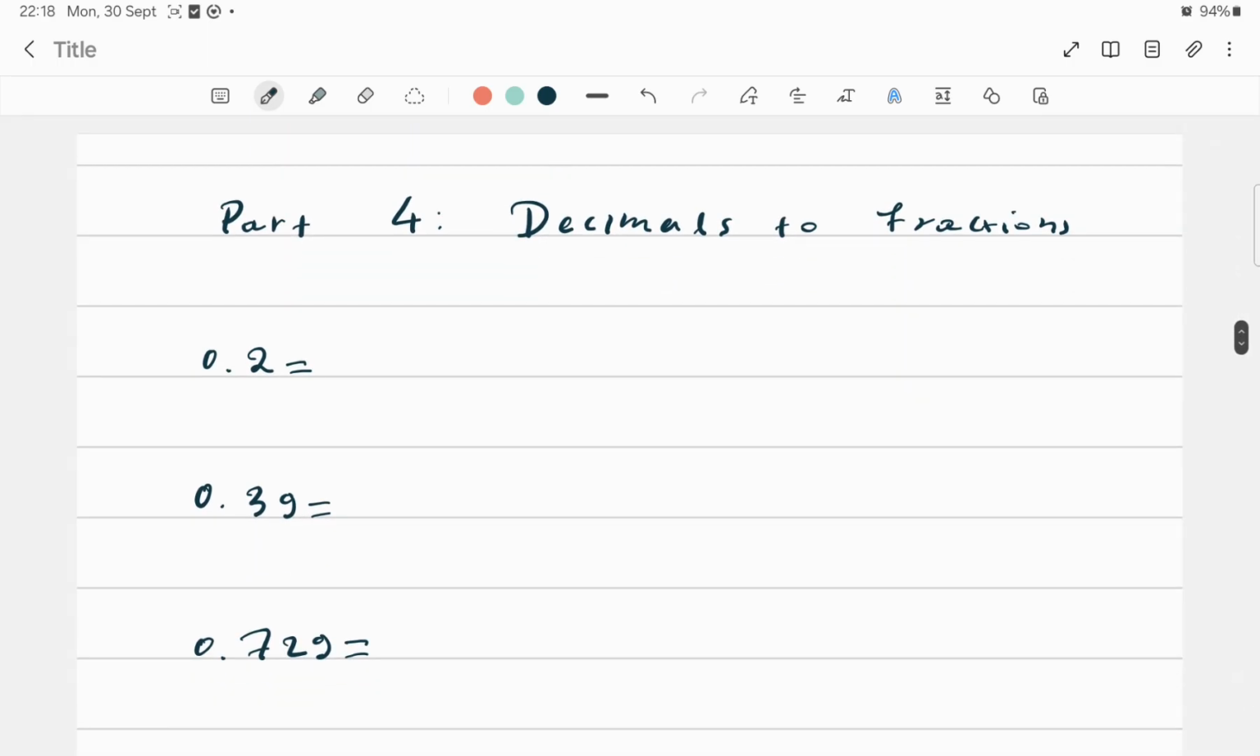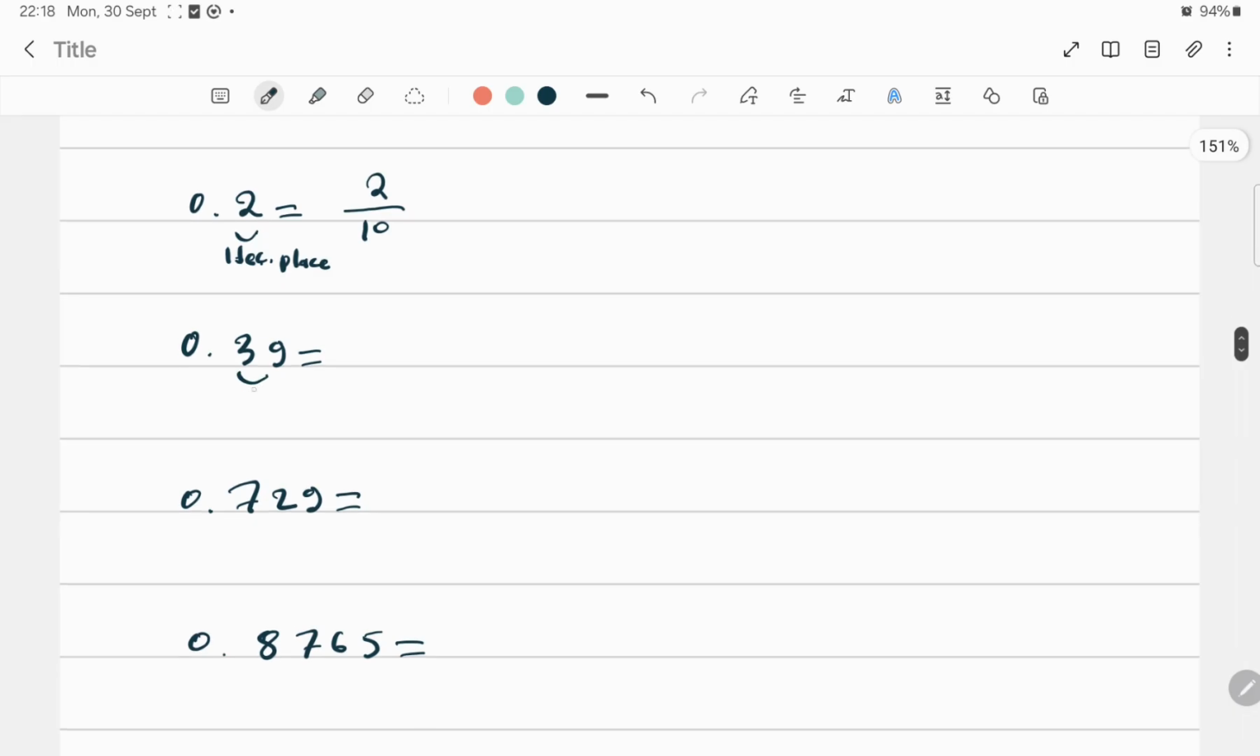Part 4, you have to convert a decimal into a fraction, 0.2. It's 2/10 because we have one decimal place. If it's one decimal place, we divide by 10. Here we have two decimal places. So it's 39/100. Over 100, two decimal places.